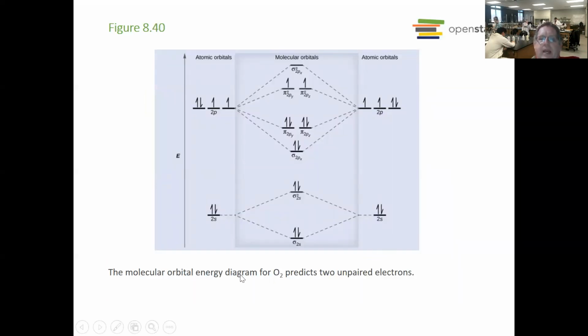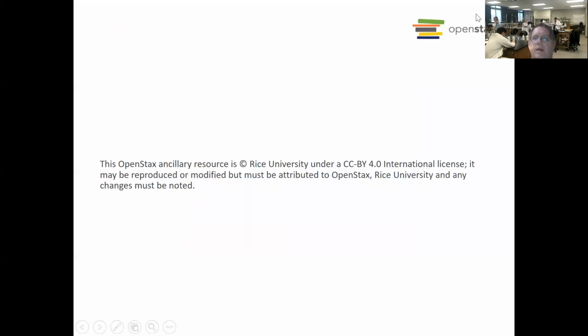Here is, again, a little bit nicer prediction of O2, showing the two unpaired electrons that we see up here. And this is our molecular orbital theory. At this point, your exam is going to be over chapters 6, 7, and 8. And again, you do not have to memorize the orbital diagrams. You just need to be able to use them. All right.